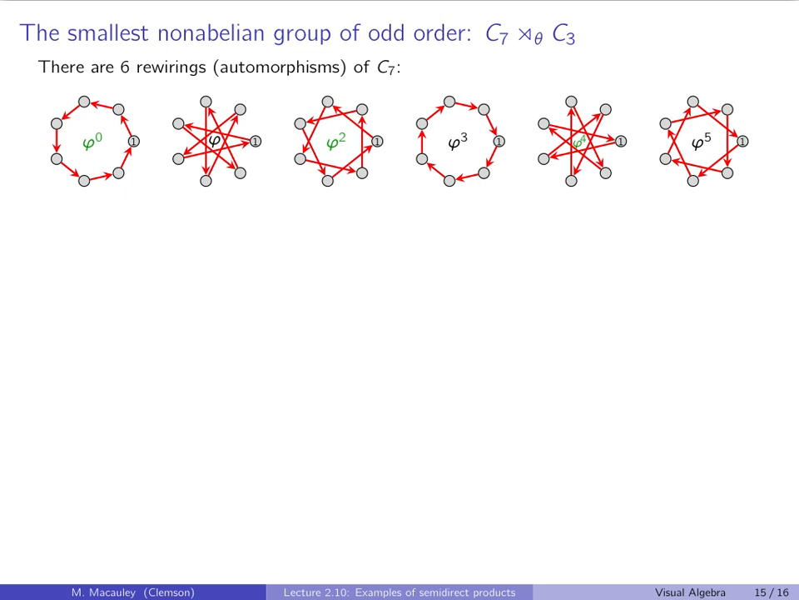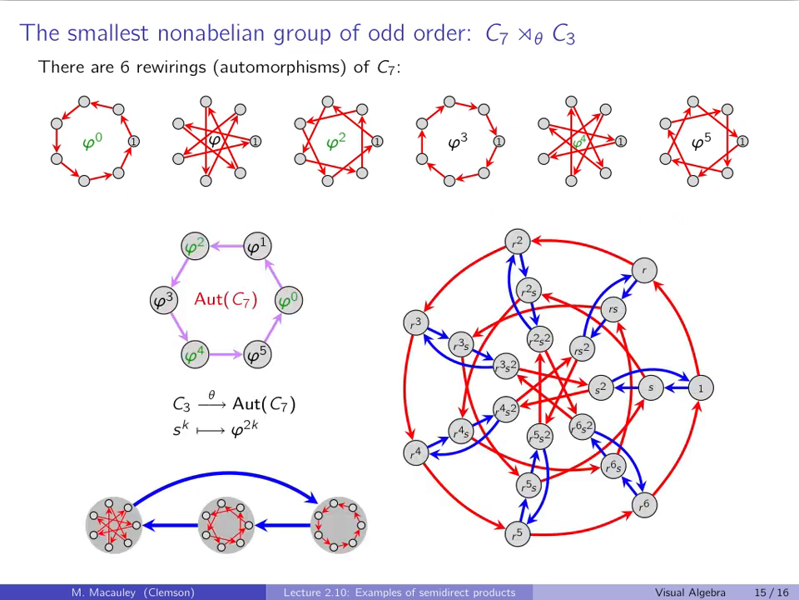The last example I do is the smallest nonabelian group of odd order. It is a semidirect product of C7 with C3. And we saw the rewirings of C7 in the previous lecture. Again, I really want you to watch it. And here they are in a Cayley graph. We can stick them around the circle like this.